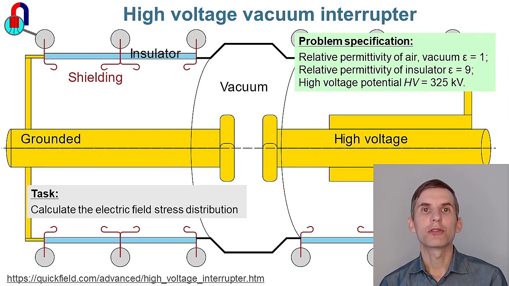Interrupter features rotational symmetry, so I'm going to simulate a two-dimensional axisymmetric model. Interrupter operates at AC voltage, but I'm going to simulate the worst case scenario when the voltage is maximum. So I'm going to simulate electrostatic problem. Okay, let's start QuickField now.